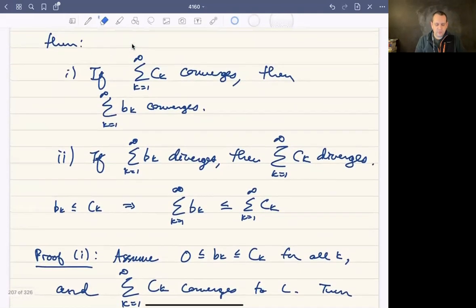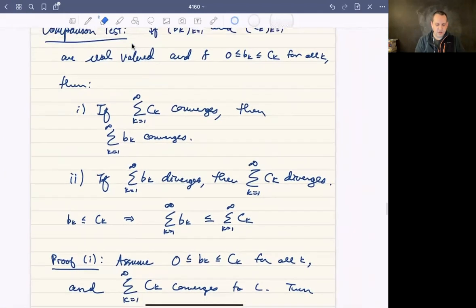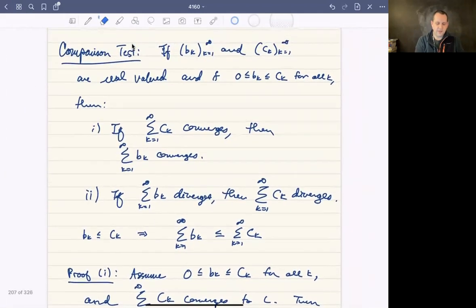Everything I said is true, but you can say this a little bit stronger. If b sub k and c sub k are real valued and satisfy this inequality for all k, then what I said is true. But it's also true, and you'd have to modify the proof a little bit, if this inequality only holds for all sufficiently large values of k. So let's say that when k is at least 100, this inequality is true.